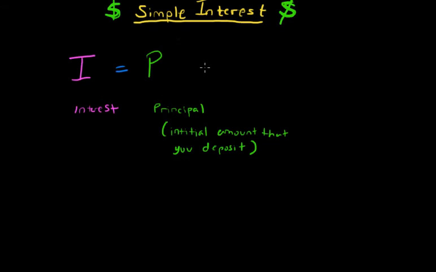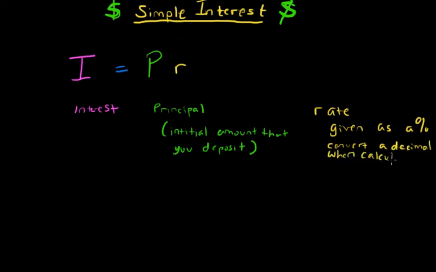P times R. And R is the rate. This is usually given as a percent, but when we calculate it, we convert it to a decimal when calculating. And finally, T. And T is time. And this time is in years. And make sure you notice that it's in years. So I is equal to P times R times T. So P times R times T.